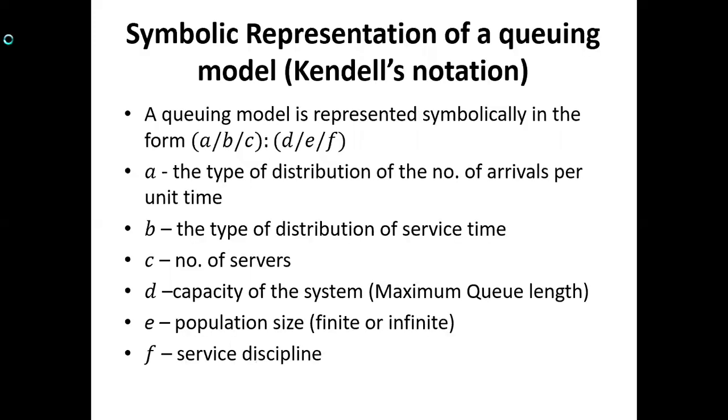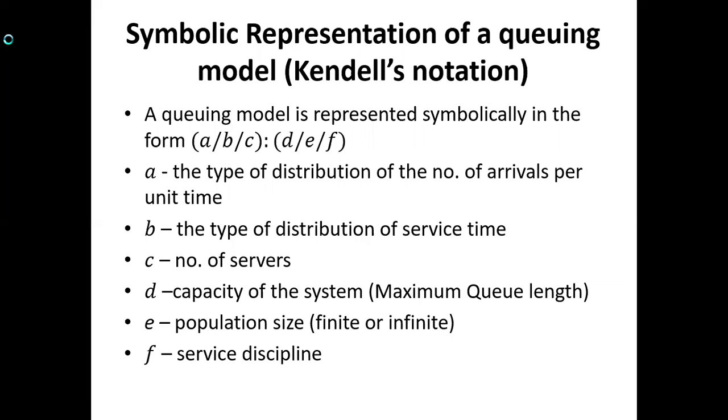Now, how to represent a queue in the form of a symbol? This symbolic representation was first given by Kendall, and it is known as Kendall's notation. A queuing model is represented symbolically of the form: within parentheses, we have A/B/C followed by a colon and then D/E/F, where A represents the type of distribution of the number of arrivals that take place per unit time.